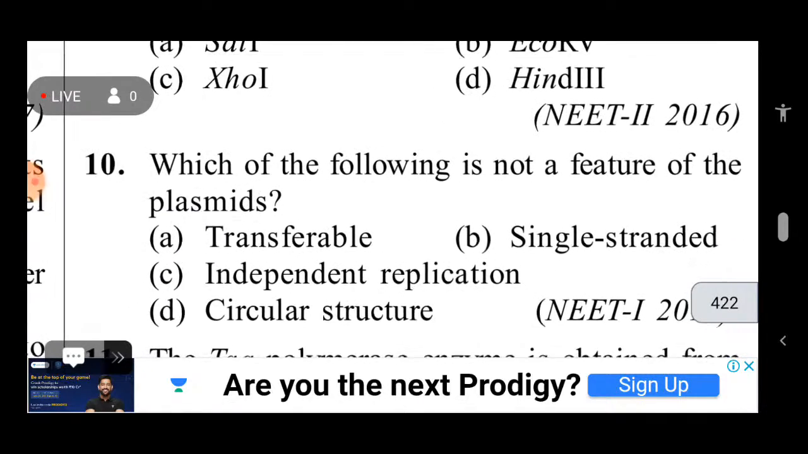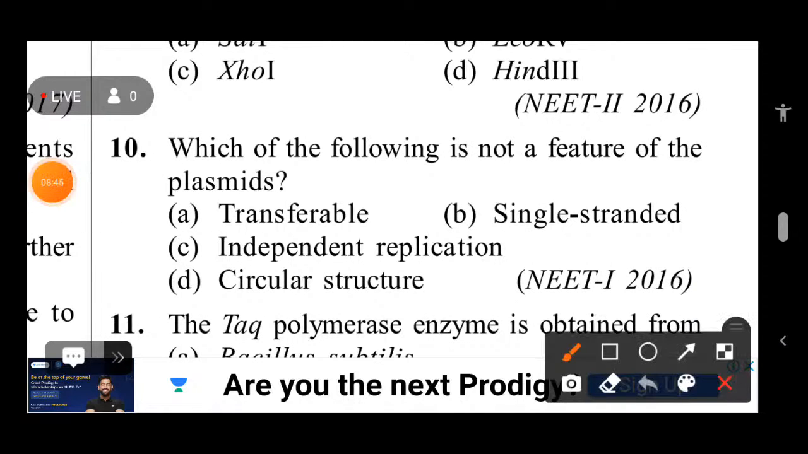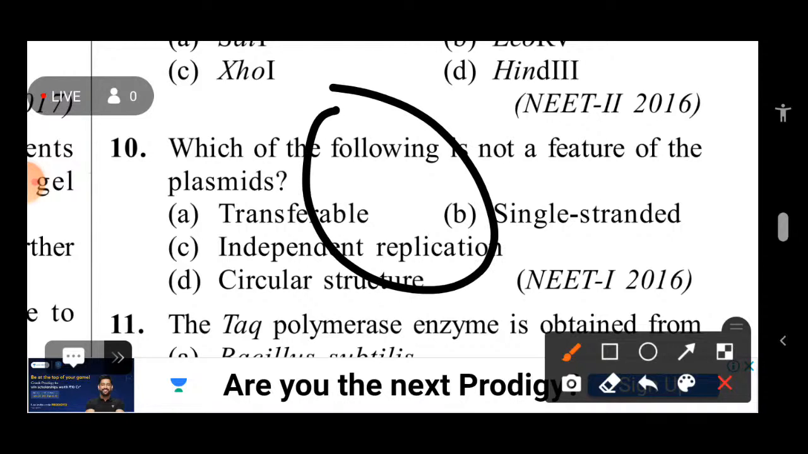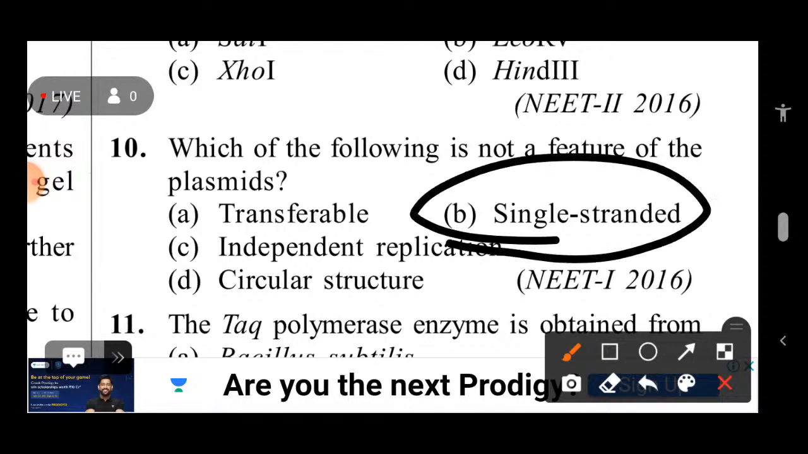Then 10th question. Which of the following is not a feature of plasmid? So not a feature of plasmid is option B, because it is single stranded. It is not a feature of plasmid. So features of plasmid are that it can be transferred from one to another, and it is independent of replication, and it has a structure. We already know plasmids have a circular structure. So here plasmid may be double stranded, but single stranded is not a feature, so that is the correct answer.